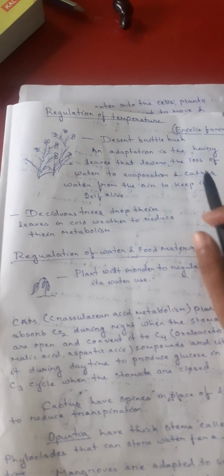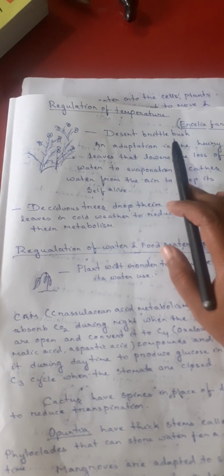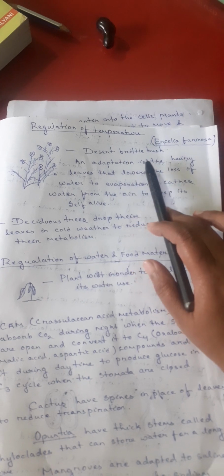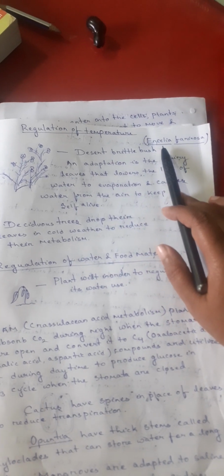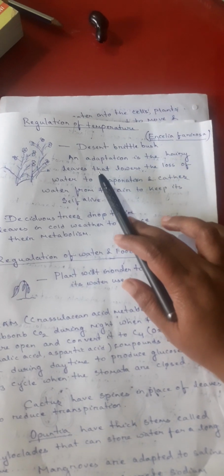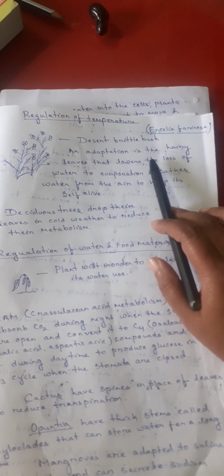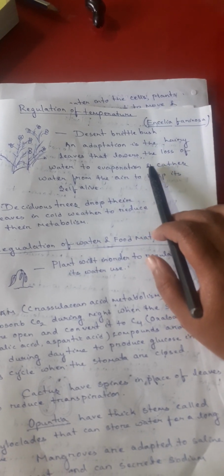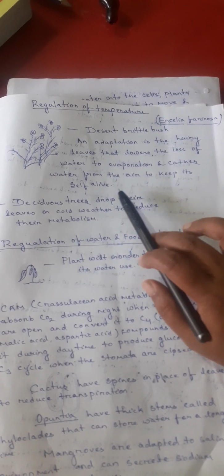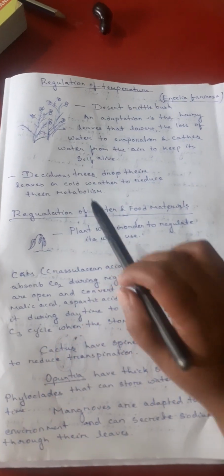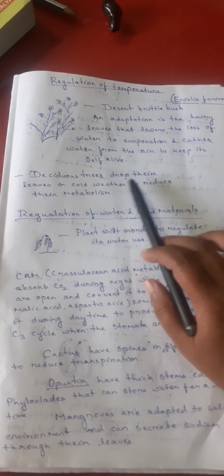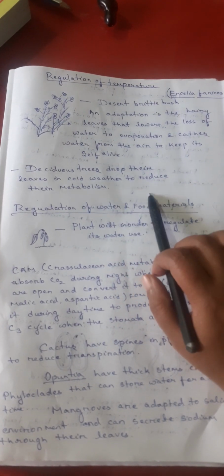Next, we come to regulation of temperature. This is a plant called desert brittlebush, Encelia farinosa, its scientific name. This plant shows an adaptation, having hairy leaves that lower the loss of water to evaporation and catch water from the air to keep itself alive. Similarly, some of the deciduous trees drop their leaves in cold weather to reduce their metabolism.